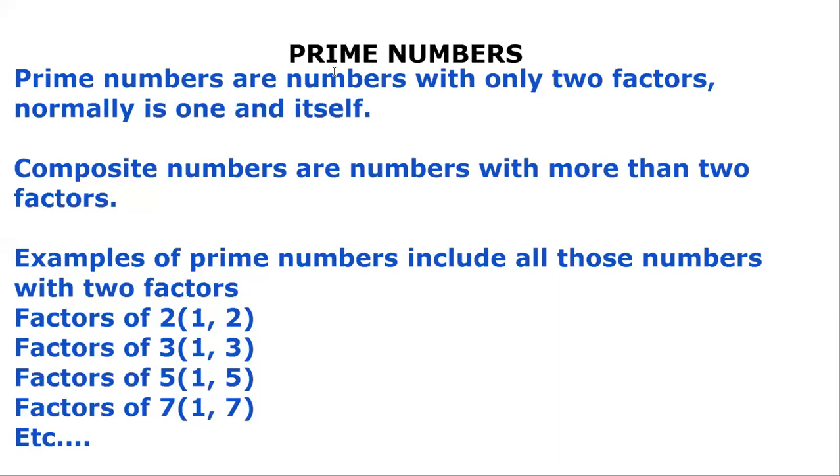Prime numbers. Because when we talk about prime numbers, we are referring to the numbers with only two factors. The numbers with only two factors are normally 1 and the number itself. So once you know the factors of numbers, you should be able to identify the numbers that are prime. Simply put, when you find the factors of any number, and it happens that they are only two, definitely that is a prime number. And when the number has more than two factors, we call it a composite number.